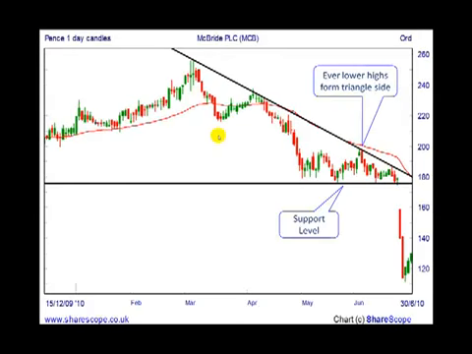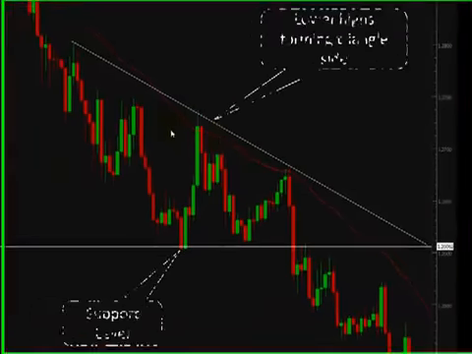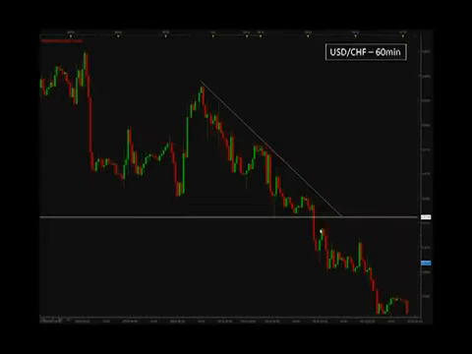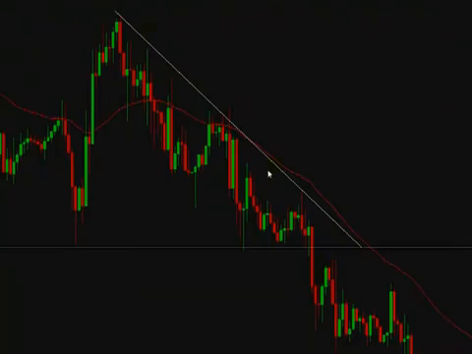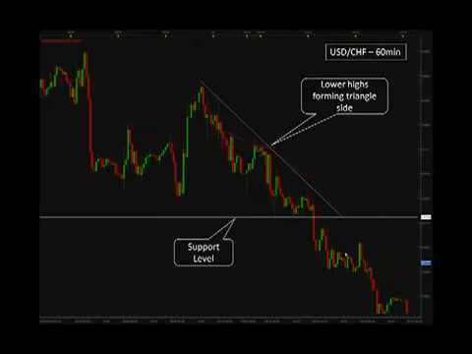Okay, onto the currencies. So euro dollar on the 60-minute chart. You see backside of our triangle here, our support level formed here, and breaks and moves south. This is the Swissy, also on the 60-minute. Again, quite a steep triangle side here, but a very clear support level here, and we break through at this point and move down quite sharply.